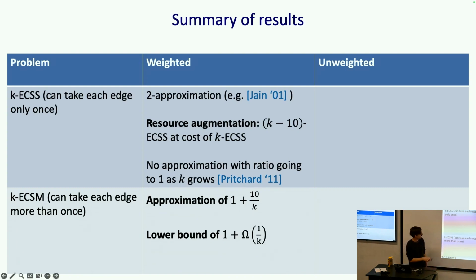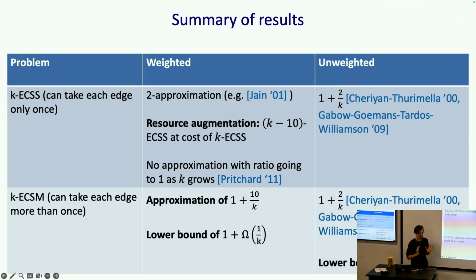For KCSM, we now know matching upper and lower bounds, 1 plus order 1 over k is the right answer. And I just want to point out that for the unweighted case, things are a lot easier. If all of the weights of the graph are 1, then we've known for a long time that there's a 1 plus 2 over k approximation for KCSS, which actually shows that these problems are fundamentally different, right?